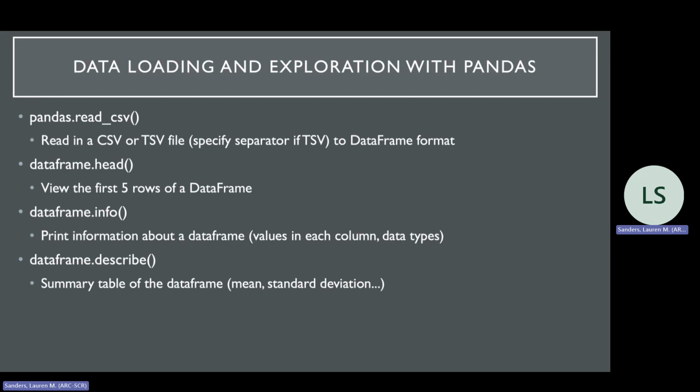The DataFrame.info function is very useful to provide information about the data frame. How many values are in each column? What are the different data types? Since, as I mentioned, Pandas is good at dealing with both numerical and categorical, but you need to know sometimes what those different data types are in your data before moving forward. And then the .describe function is very useful because it provides a summary table of different mathematical calculations of the data frame, including mean and standard deviation.